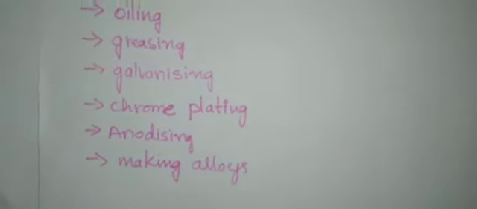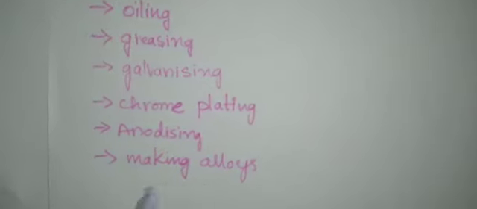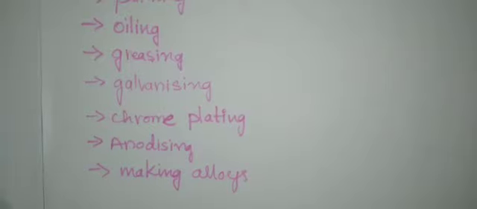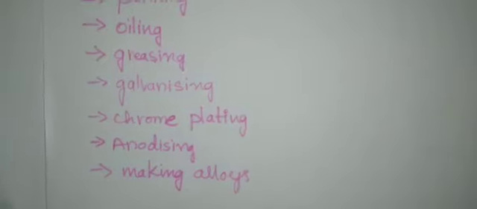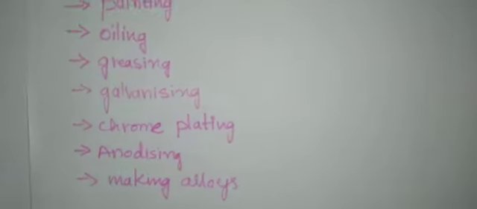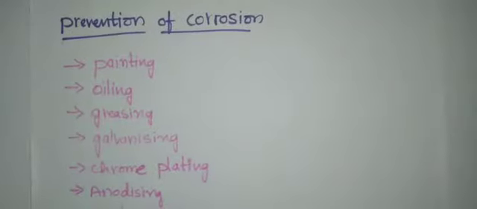And next one is making alloys. Alloys means a homogeneous mixture of two or more metals. They combine two or three metals to prepare one kind of substance. They are called alloys. So not only metals, it is also a homogeneous mixture of two or more metals, or metals and non-metals. They prepare alloys by combining metals, and also by combining a metal and a non-metal. That is about the prevention of corrosion.